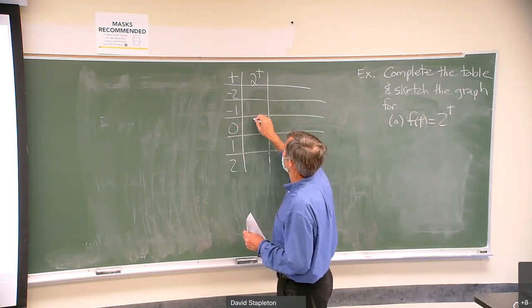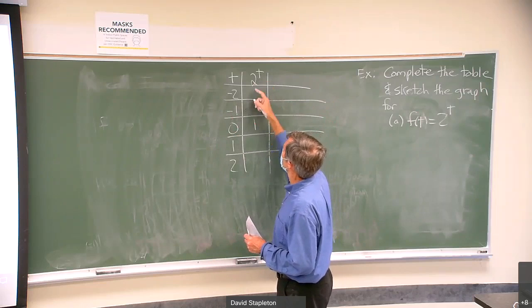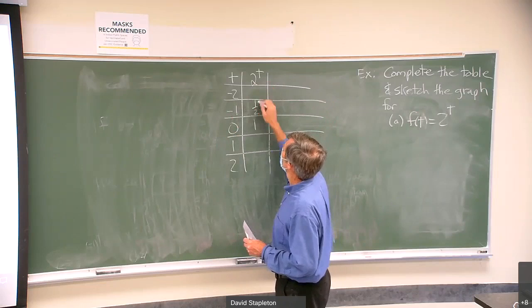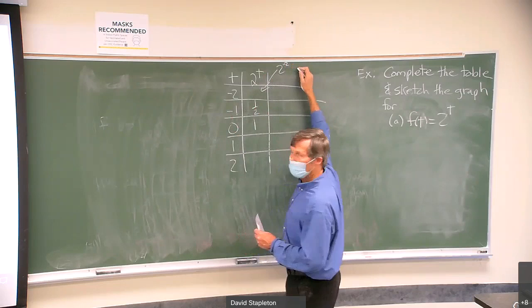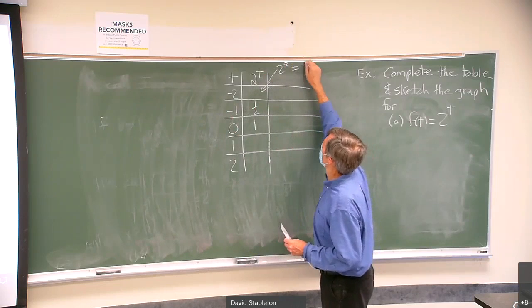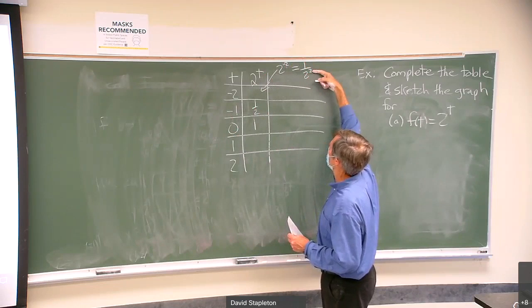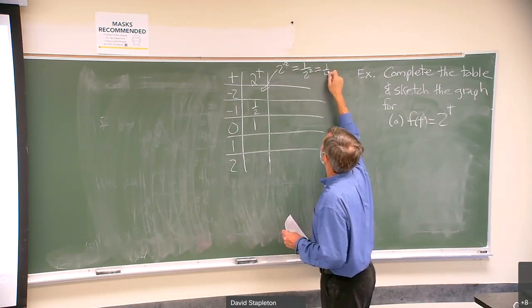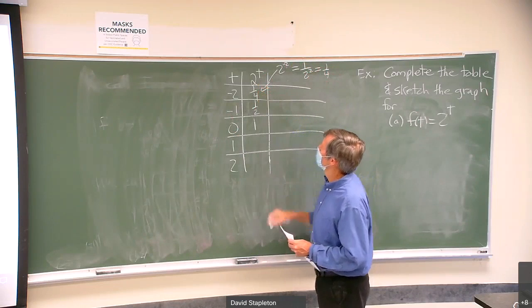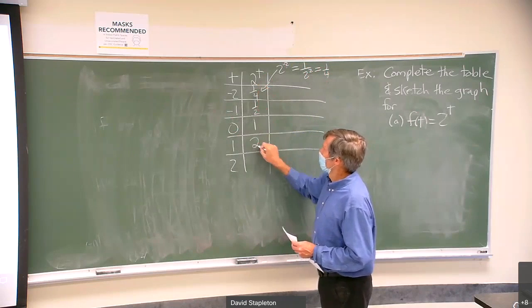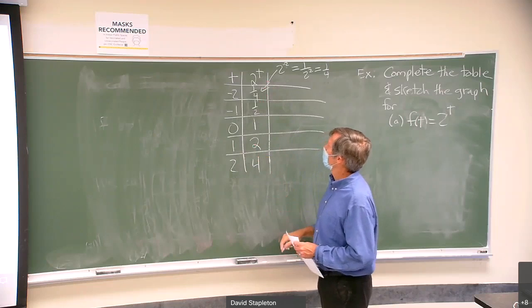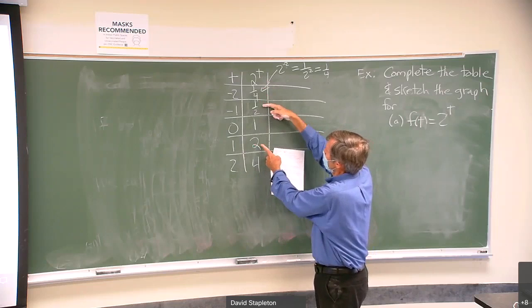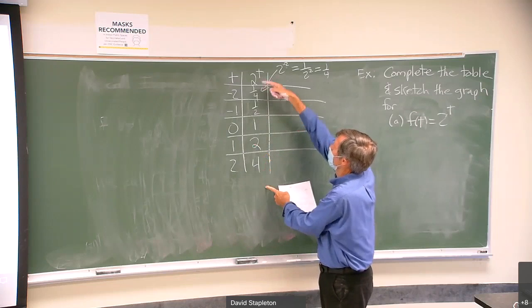2 to the 0, anything to the 0 is 1. 2 to the -1 is half. What's 2 to the -2? Remember what 2 to the -2 means? It means 1 over 2 to the +2. With negative exponents, you take 1 over the corresponding positive exponent, which is 1/4. And 2 to the 1 is 2, and 2 to the 2 is 4. You notice the symmetry: 1, 2, 1/2, 4, 1/4, and that keeps going, 8, 1/8.